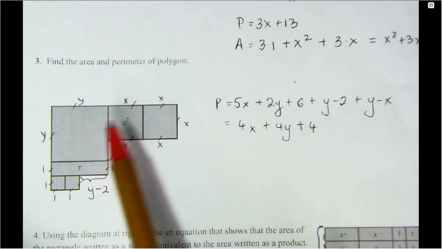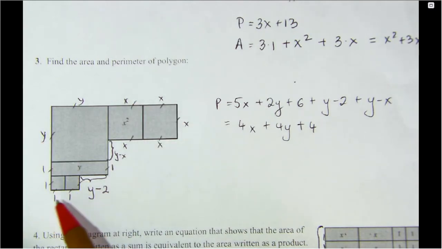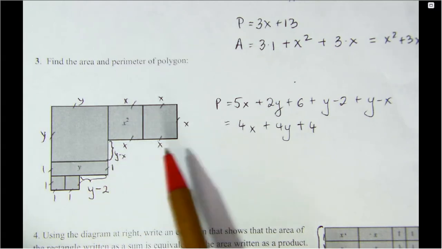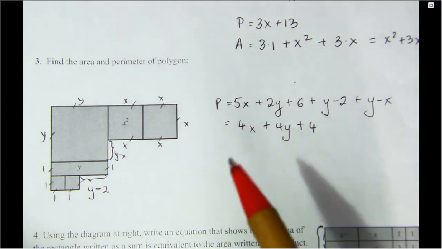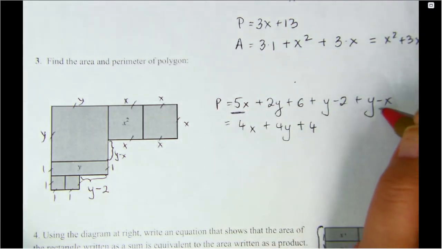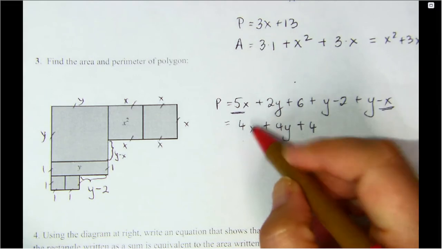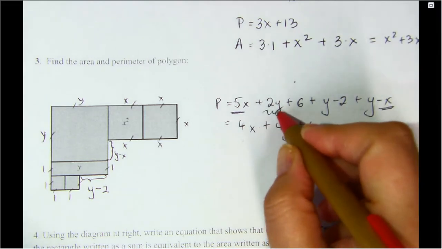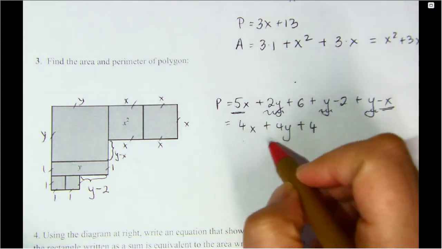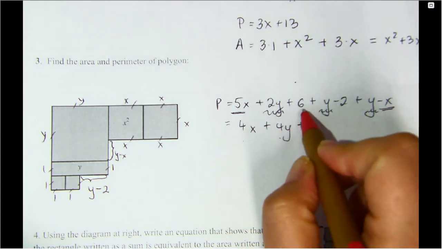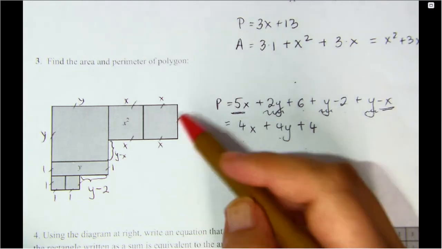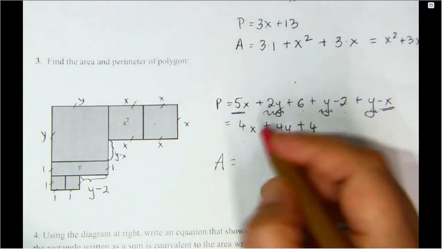So I got all the x's, all the y's, all the single ones, and then I have the little weird pieces. What happened? I combined them. I have 5x and negative 1x, so that's why I got 4x. I had 2y, another y, and another y. That is 4y. And then I have 6 minus 2, that's 4. That's the perimeter. My area, I got two areas of x squared.